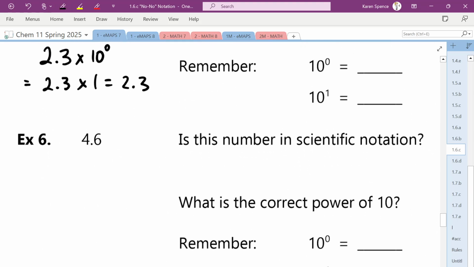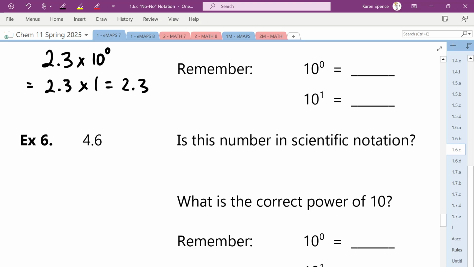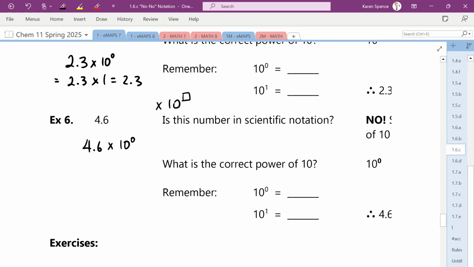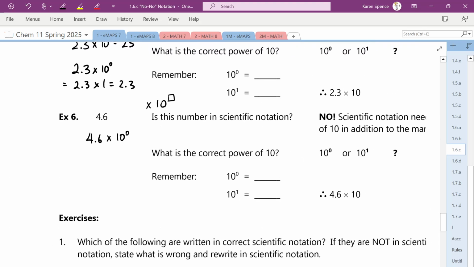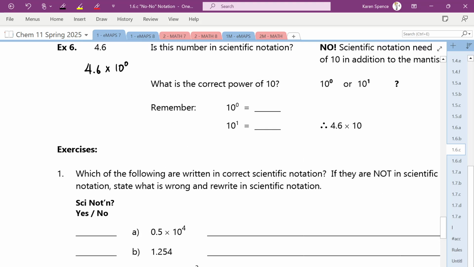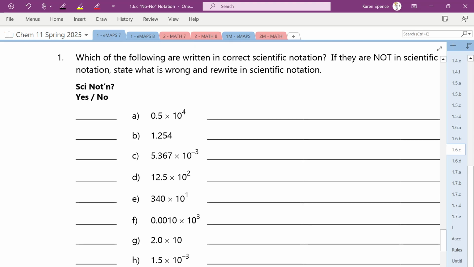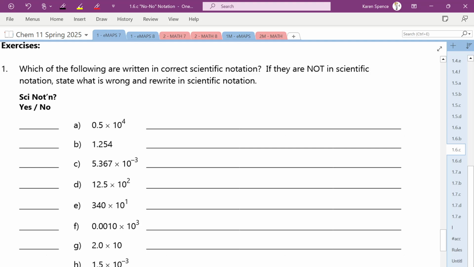Is 4.6 in scientific notation? Yes. No, because we need to have times 10 to the something. So 4.6 times 10 to the what? 0. In this case, it has to be 0. So you can do number 1.